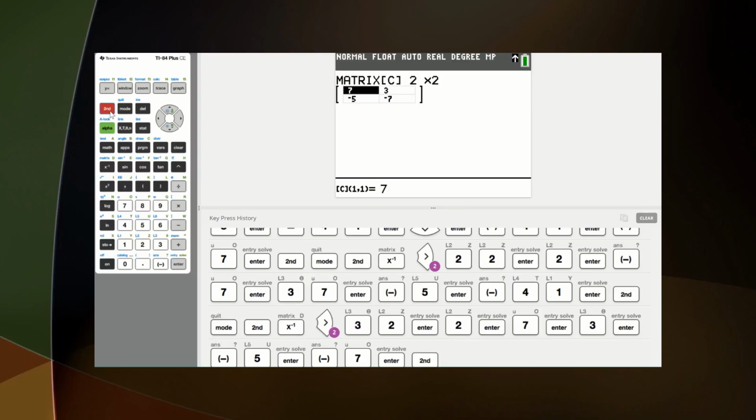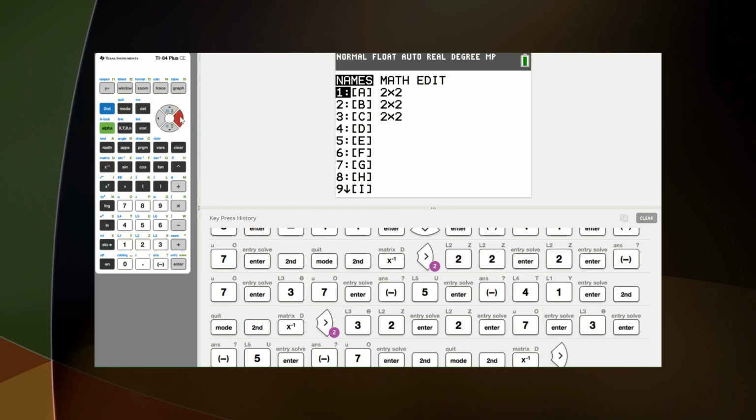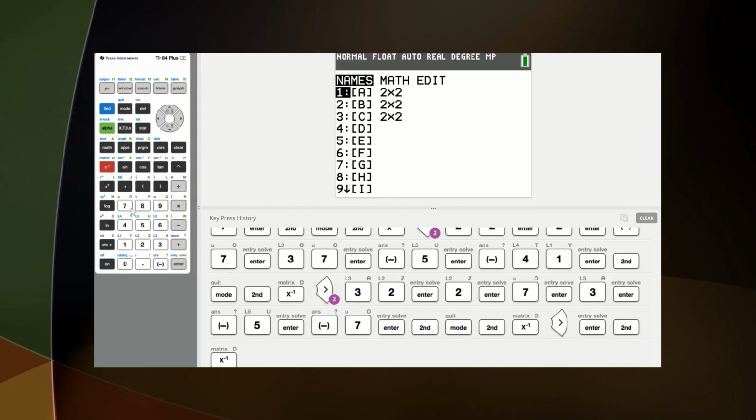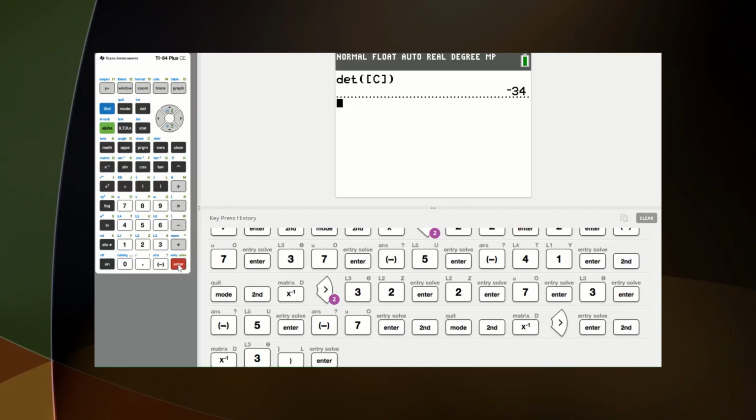I think I first want to find the determinant of matrix C because I'm going to use it to divide into all the others. So I go second matrix, to math, and choose option 1, which is the determinant. I choose matrix C with second matrix, option 3. Close my parentheses. The determinant for matrix C is negative 34. I want to remember that.